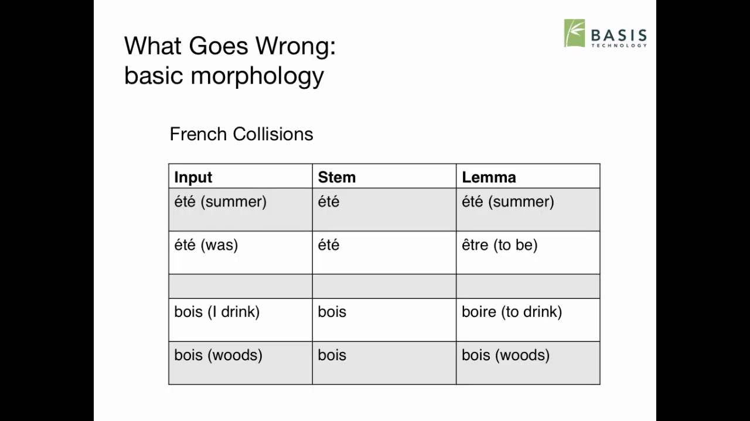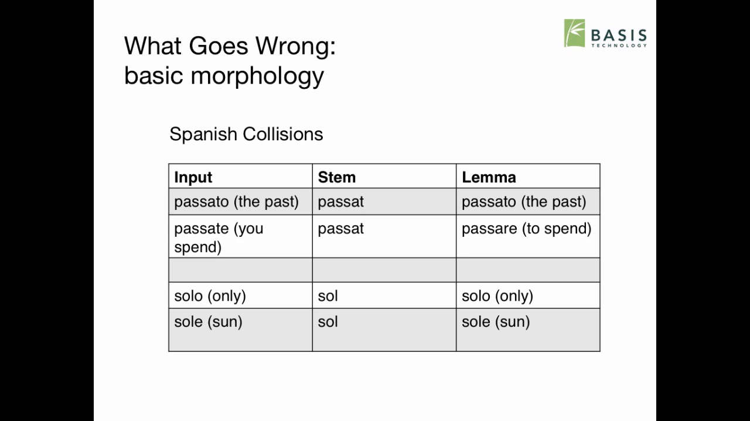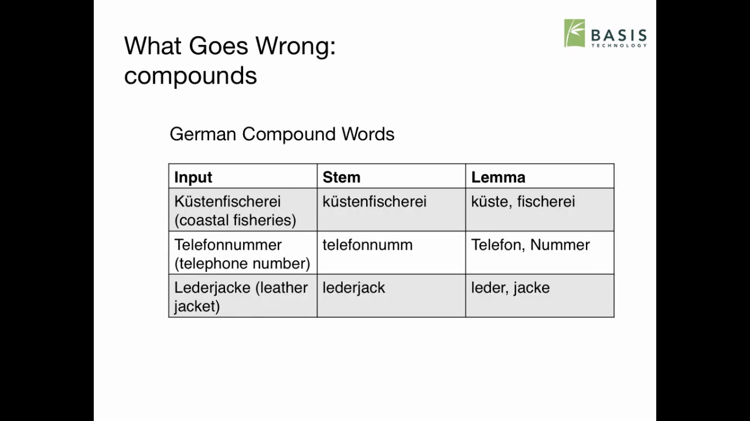Here are some more examples of where all this stuff comes from, which is cases where languages can show you something superficial that appears to be related that isn't. So here we have some French examples involving the collision of the word for summer and a form of the word to be, or the verb to drink and the word for some woods. Here's some similar examples for Spanish. Here's a few more examples of how German builds compounds and shows you how different the compound nouns are from the individual pieces of them that make them up.